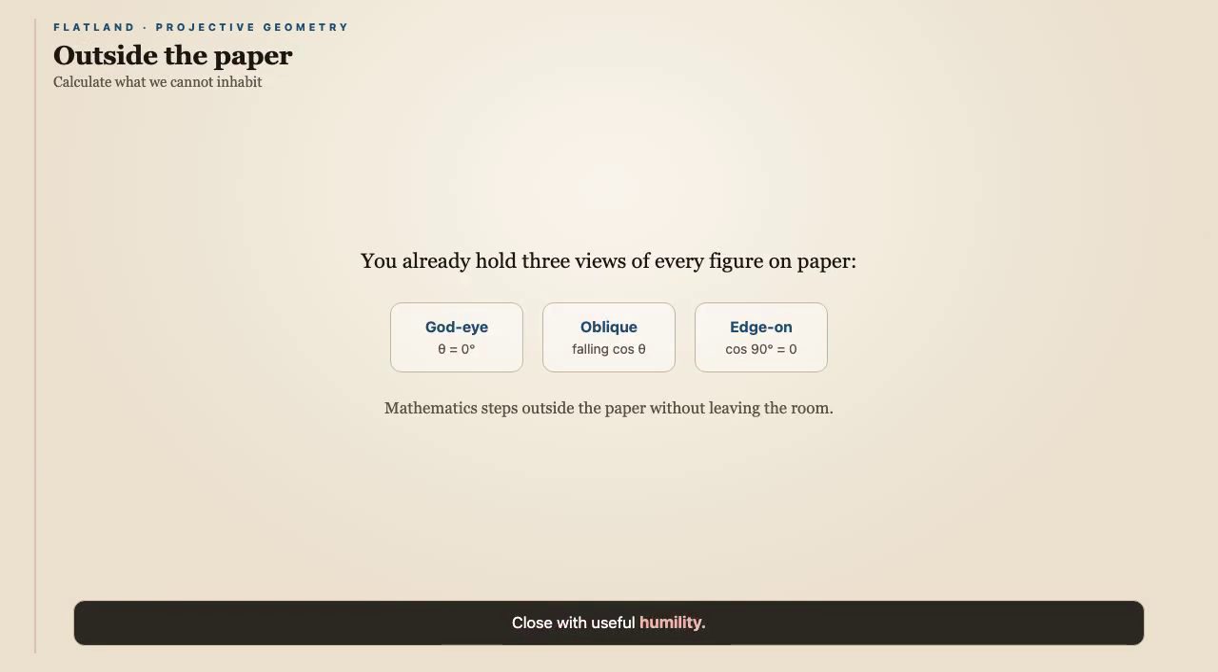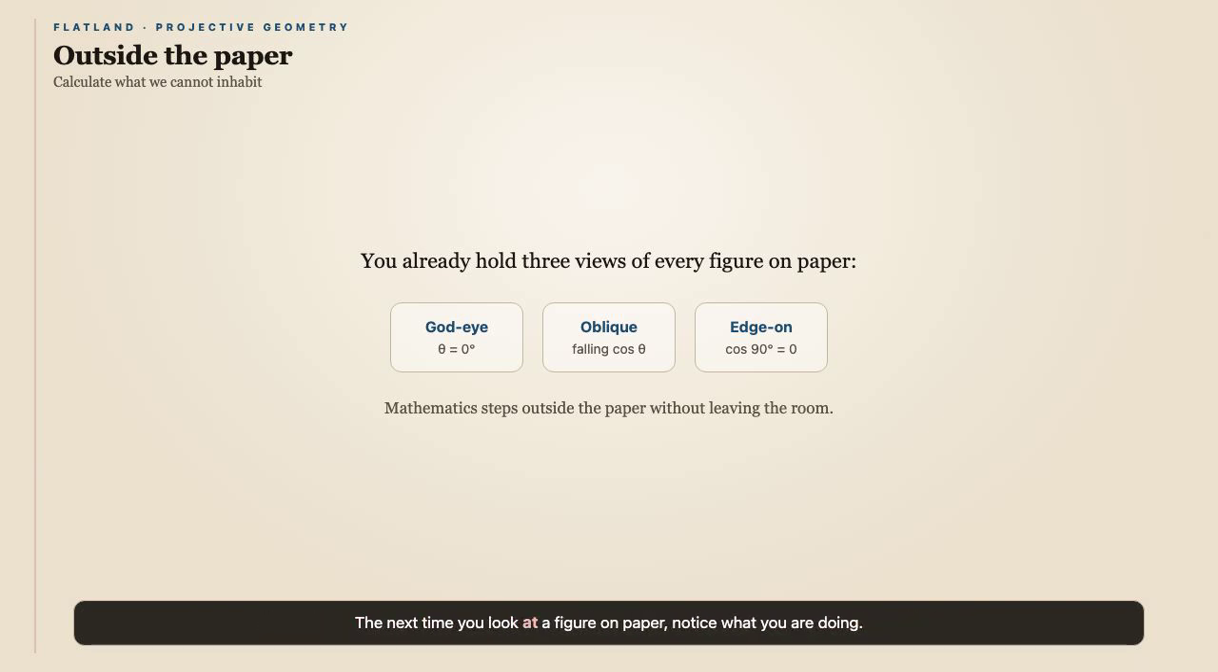Close with useful humility. We cannot visualize a fourth spatial axis the way we visualize height. Our nervous system is built for 3 coordinates of free motion and for images on 2-dimensional sheets. But we can still calculate. Projection matrices, homogeneous coordinates, and careful diagrams let us reason about views we cannot inhabit. Linear algebra does not require your imagination to finish the picture before the matrix multiplies.